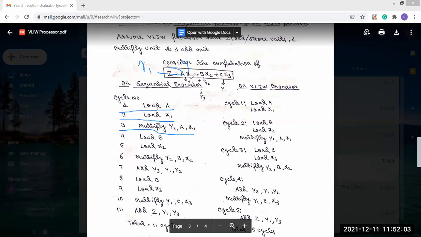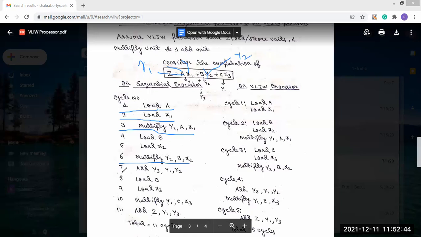So that means AX1 has been done. After that, we do the same for BX2. First in the fourth clock cycle we load B, then in the fifth clock cycle we load X2, and in the sixth clock cycle, let's say we store the result of this product into Y2. So in the sixth clock cycle we write multiply Y2, B, X2. That means the multiplication between them is stored into Y2.